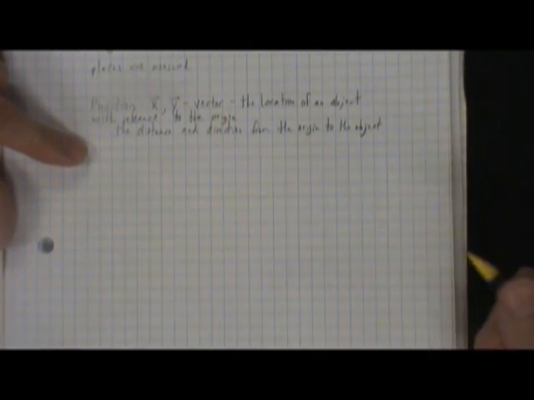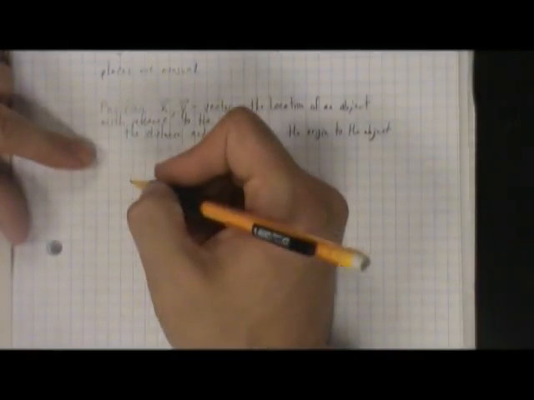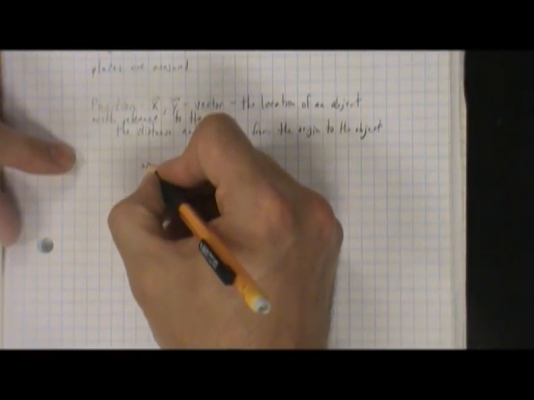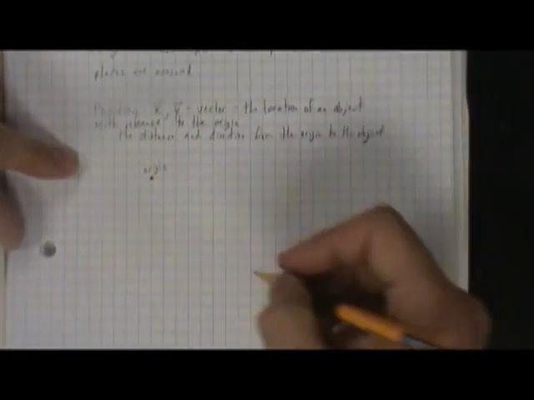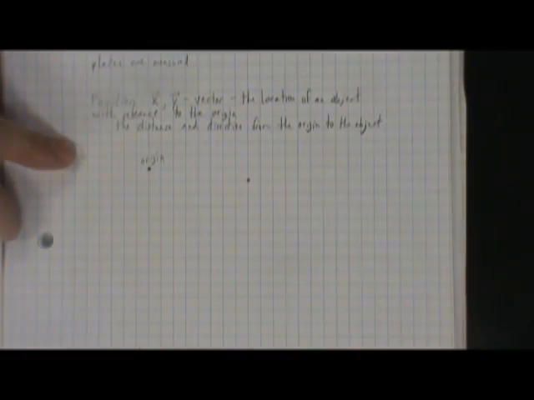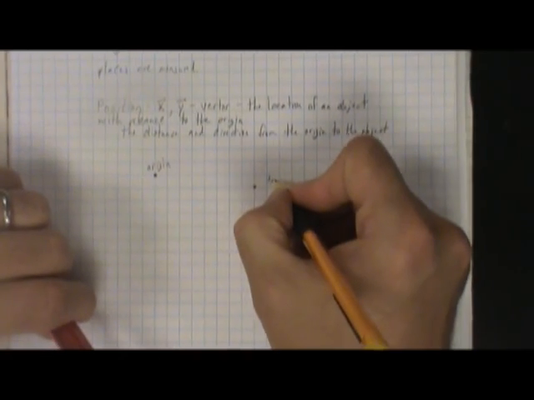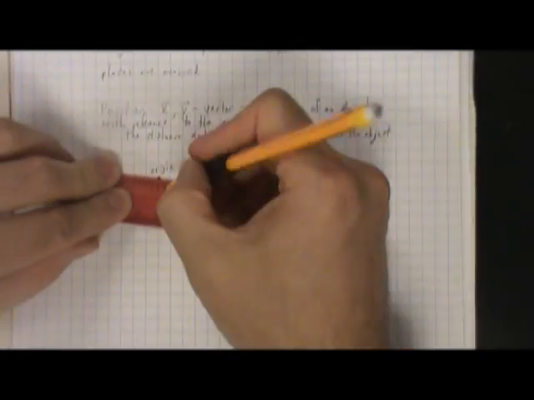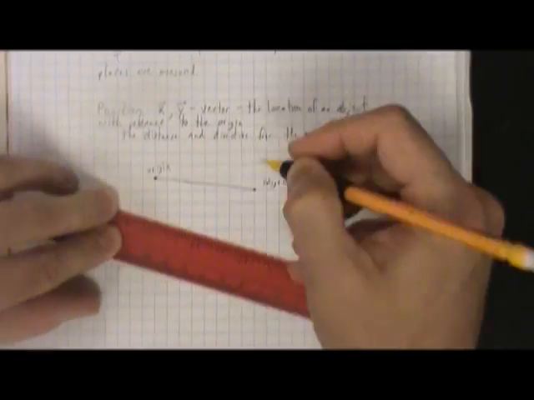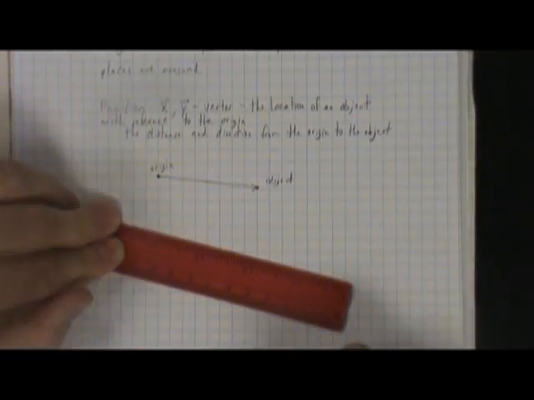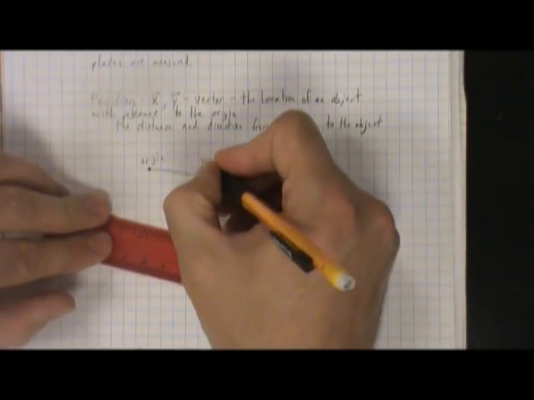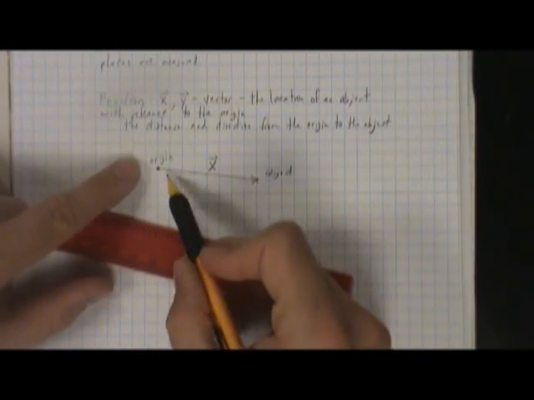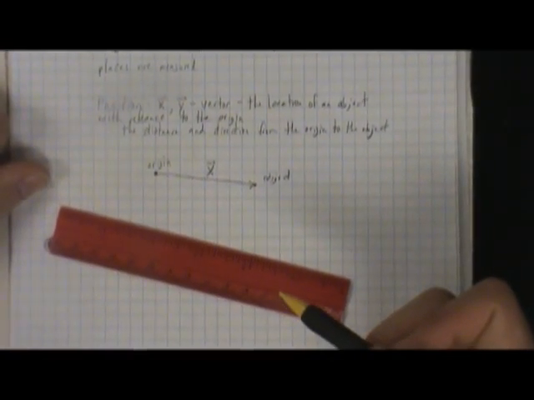Let me draw you a picture. If this is our origin, and my object is here, then the position is this arrow, from here to there. This arrow is the position of the object. It is the distance and direction from the origin to the object.